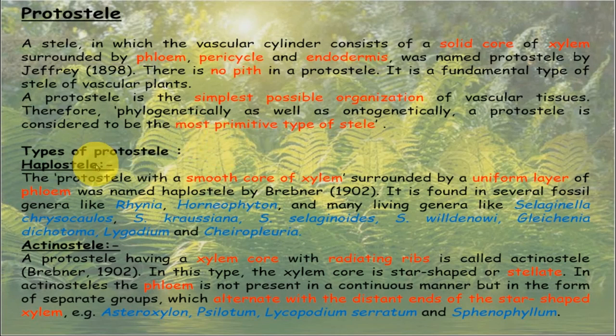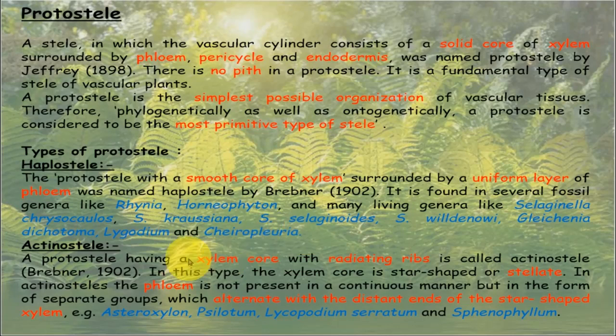Types of protostele. First, haplostele. This is protostele with a smooth core of xylem surrounded by a uniform layer of phloem. It was named haplostele by Brebner in 1902. It is found in several fossil genera, which means now that plants are more advanced, no haplostele is found in advanced forms of plants. They are found in fossil forms like Rhynia, Horneophyton, and some living genera like Selaginella, Selaginella kraussiana, Selaginella selaginoides, etc.